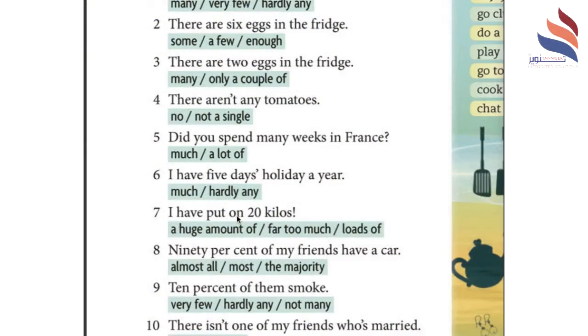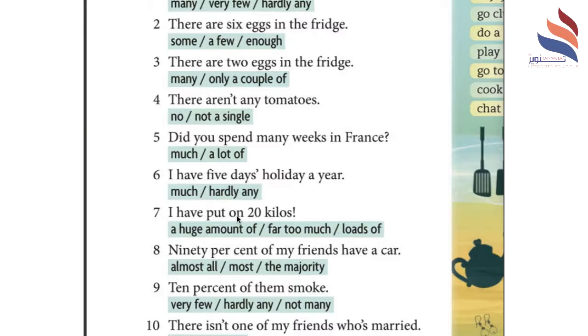Number 4, there aren't any tomatoes. No, not a single. In this way, we can say there aren't enough. Did I miss something? Yeah, the number 3, I missed one. Number 3, there are 2 eggs in the fridge. We have many and only a couple of. So there aren't enough eggs in the fridge, or I can say there aren't many eggs in the fridge, and also I can say there are only a couple of eggs in the fridge.